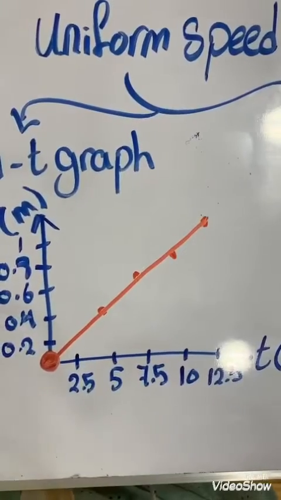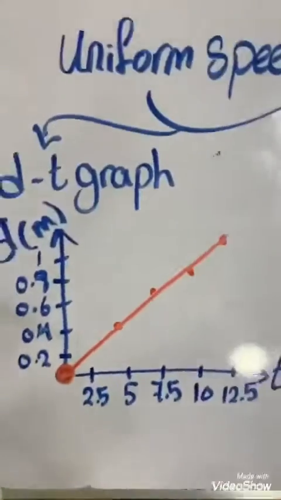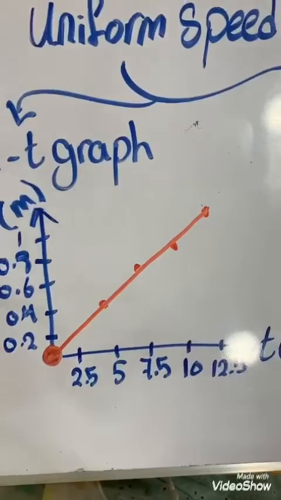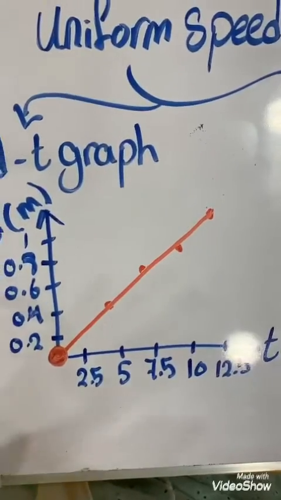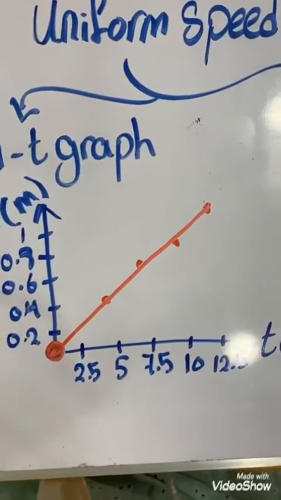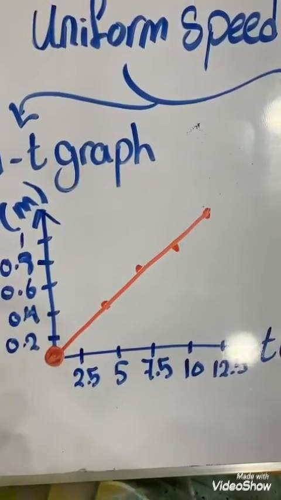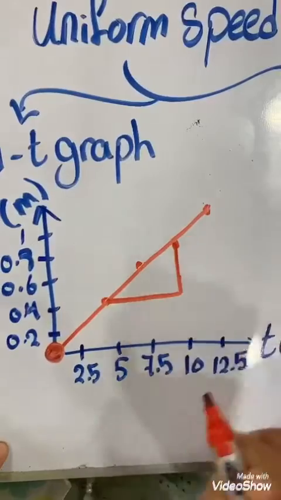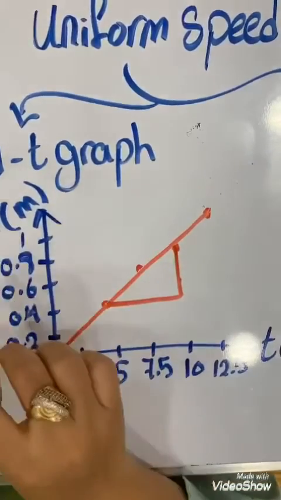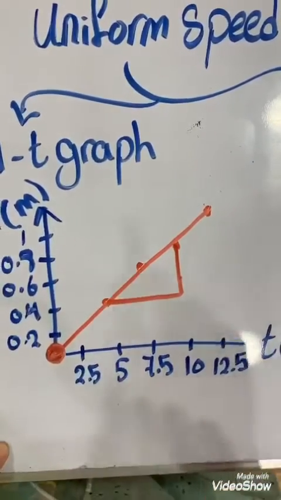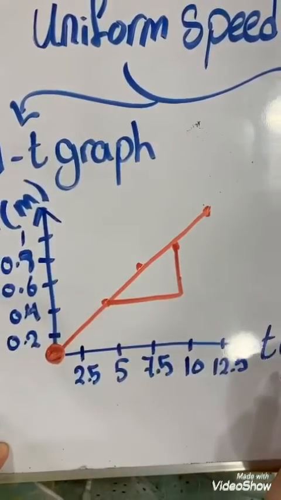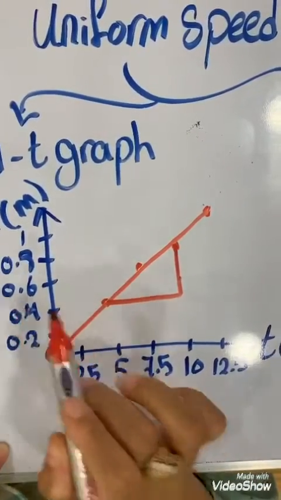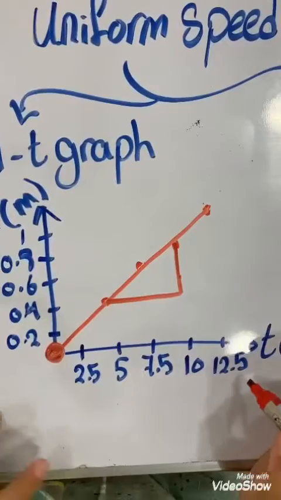Conclusion number 2: the slope of this line, the ratio between distance and time, is constant. This slope represents the car speed. What's the slope? This is the slope. This is called the slope. Y, the ratio between distance and time, or y divided by x: the point on the y-axis divided by the point on the x-axis.